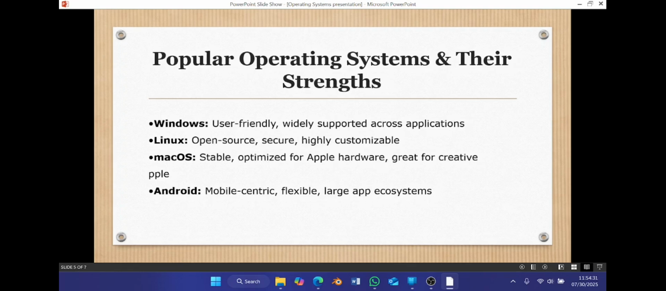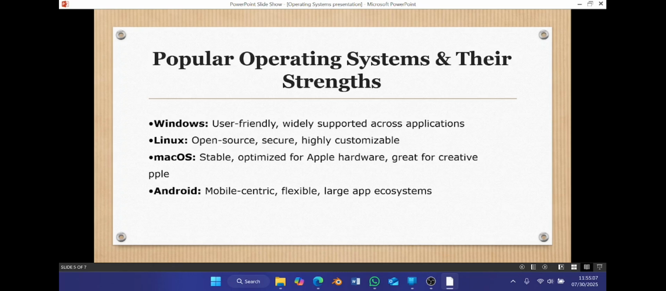Okay guys, let's continue with our presentation on popular operating systems and their strengths. We want to look at the most commonly used operating systems today and their strengths. We will start with Windows. Windows is user friendly. I know most people currently are using Windows, and most of them now are using Windows 11 and Windows 10. It's not hard to use, it can be used by beginners easily, and it's widely supported across multiple platforms.